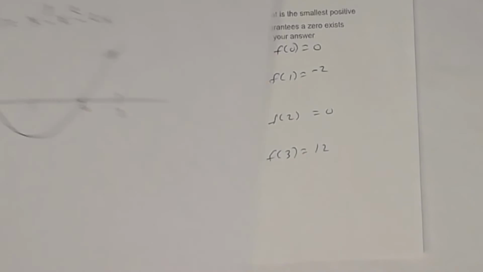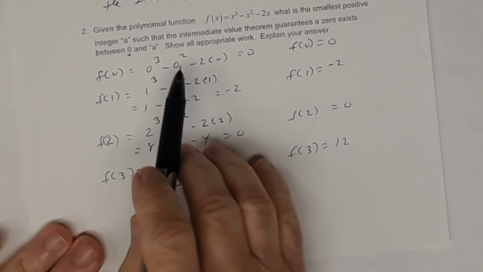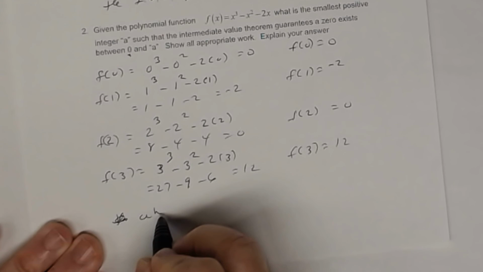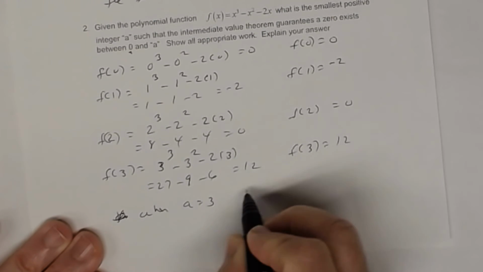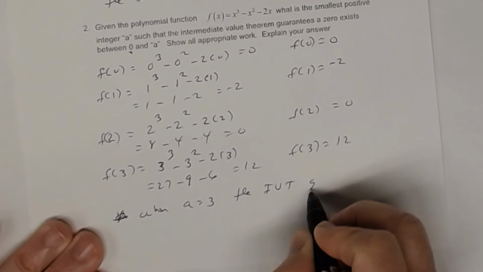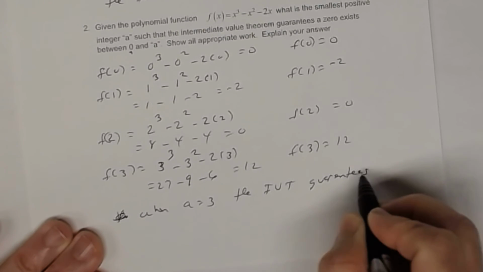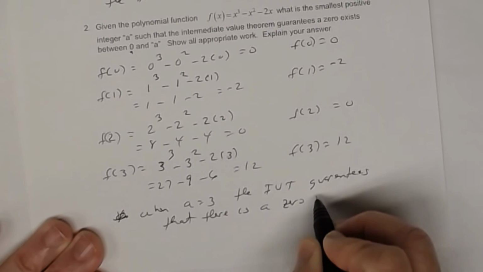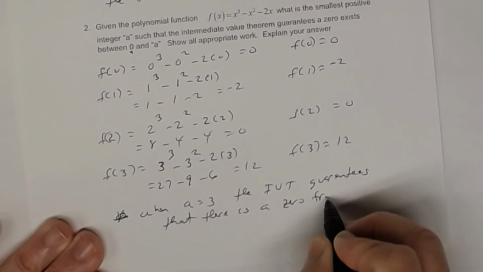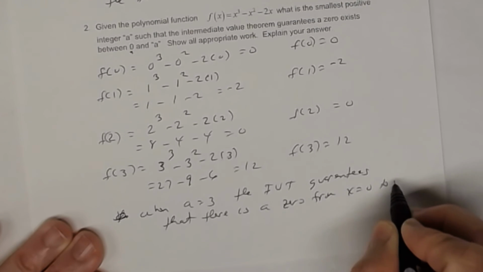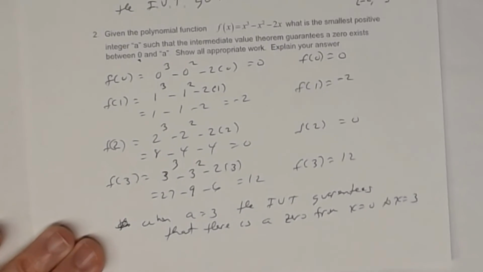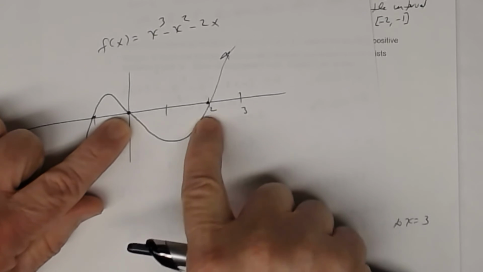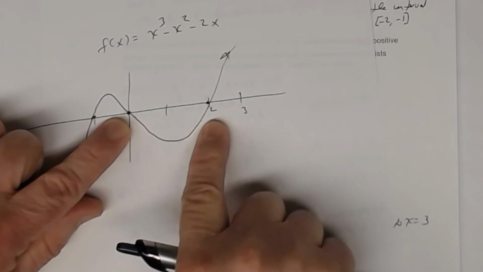All right. So the way I would write this is this way. I would say, so when a equals 3, the intermediate value theorem guarantees that there is a 0 from x equals 0 to x equals 3. All right, so from x equals 0 to x equals 3, the intermediate value theorem guarantees that there's a 0.